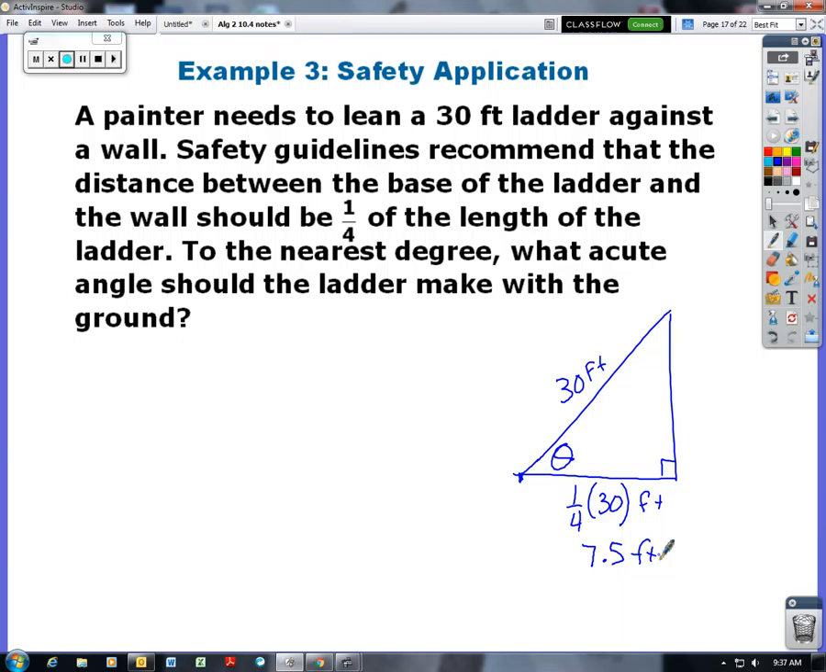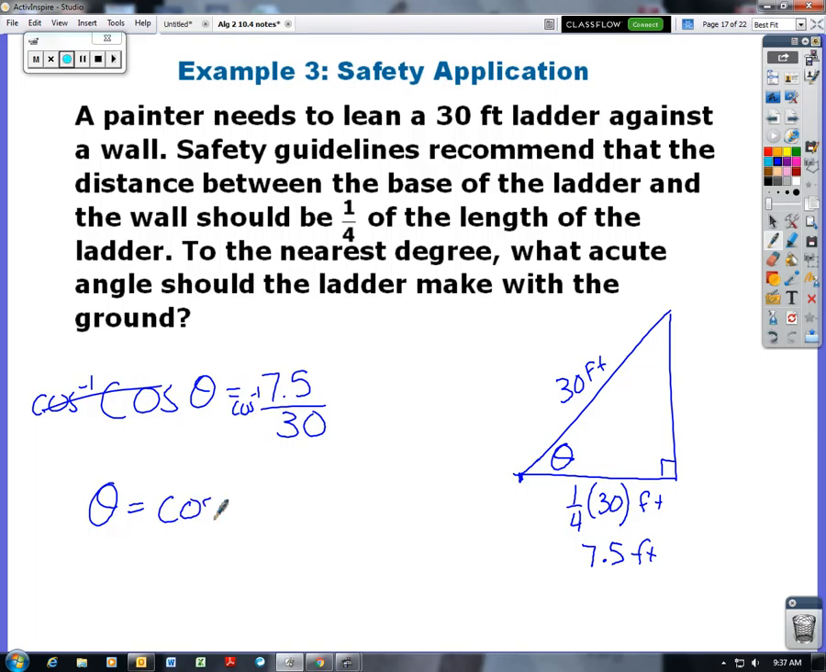Now we have to figure out which trig ratio relates these two sides and this angle, and it's going to be cosine. So we write cosine of theta equals adjacent, which is 7.5, over hypotenuse, which is 30. And the units are the same, so we're good there. And then to solve for theta, to get theta by itself, we get rid of cosine by doing arc cosine. So I'm taking arc cosine of both sides, and that cancels. So theta equals arc cosine of 7.5 over 30.